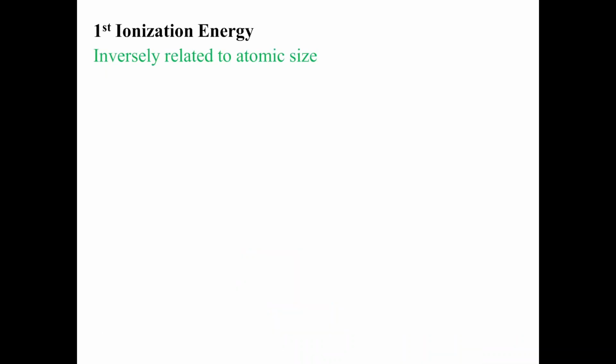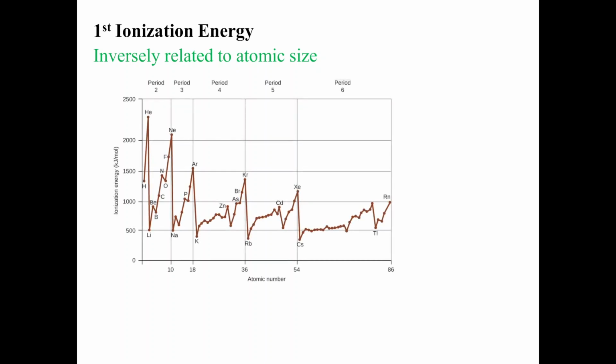So another periodic trend I want to talk about is the first ionization energy. And this is the amount of energy it takes to remove an electron from an atom. Or specifically for first ionization energy, this is the energy required to remove the first electron from a neutral element. And for the most part, this is inversely related to the atomic size. Now there are going to be some exceptions, but this is the general rule that you can go by. So here's a table with the first ionization energies for various elements.